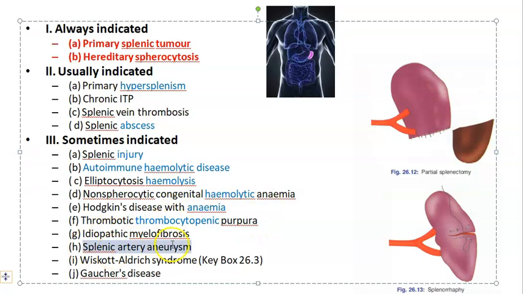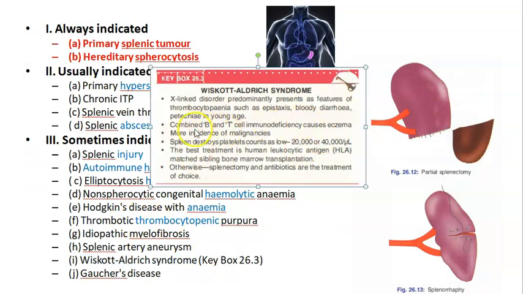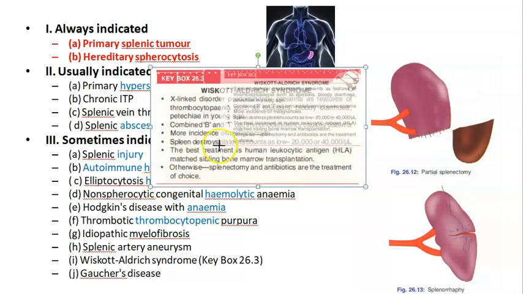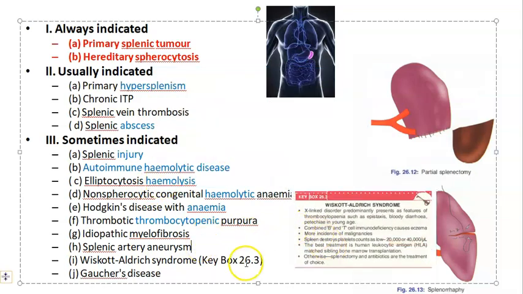Then, splenic artery aneurysm. Here it was splenic vein. Now here it's splenic artery. Wiskott-Aldrich syndrome. What is this? Wiskott-Aldrich syndrome. This is basically, they have thrombocytopenia, guys. So we'll just remember this much. Spleen destroys platelets, so they'll remove the spleen. Thrombocytopenia they will have.